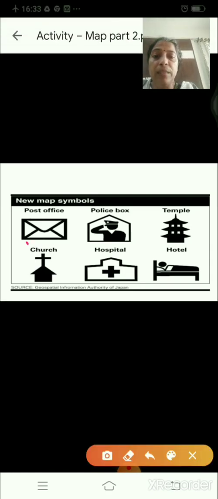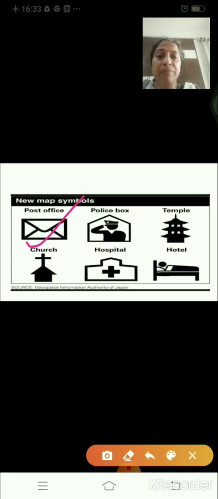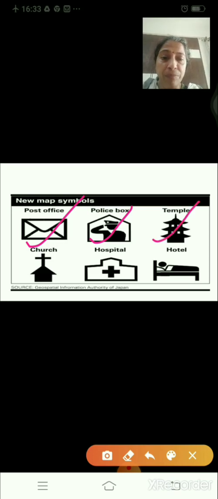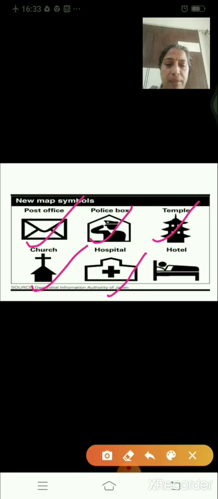See, in maps, these symbols are very common. See here, this symbol is used for post office. This is for police station, and this symbol is used for temple, and this symbol is used for church, and this one for hospital.